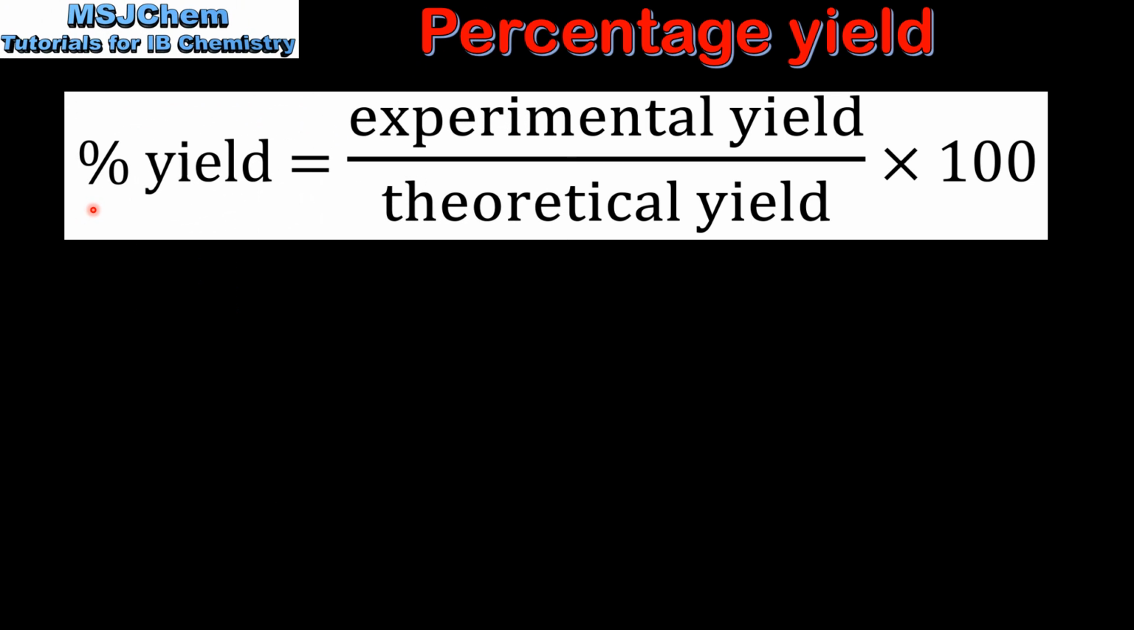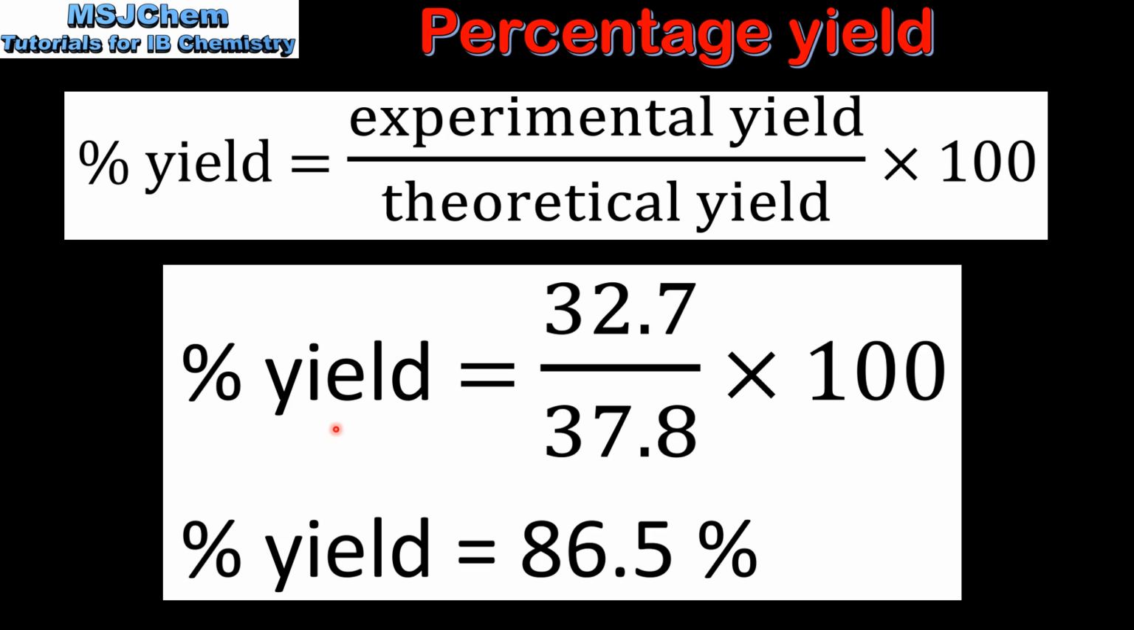And finally, we'll use this equation to calculate the percentage yield. The percentage yield is equal to the experimental yield divided by the theoretical yield multiplied by 100. The experimental yield was given in the question. The theoretical yield was calculated using the starting amount of the limiting reactant. This gives us a percentage yield of 86.5%.